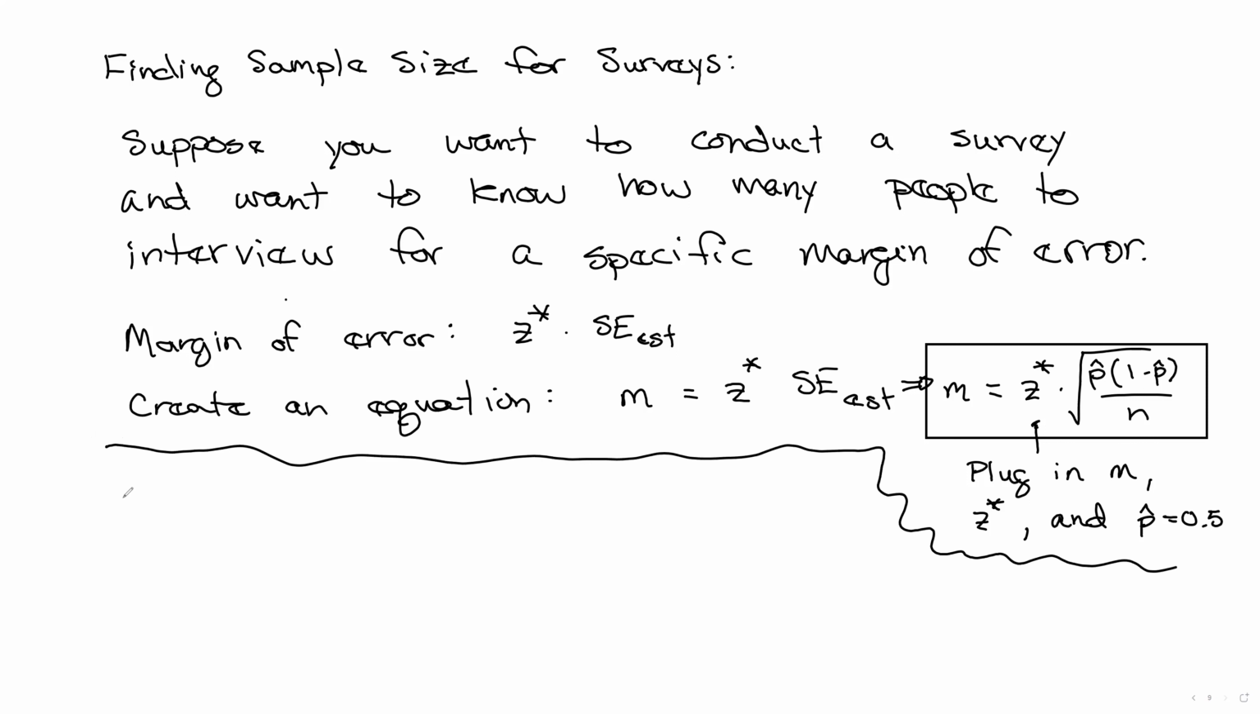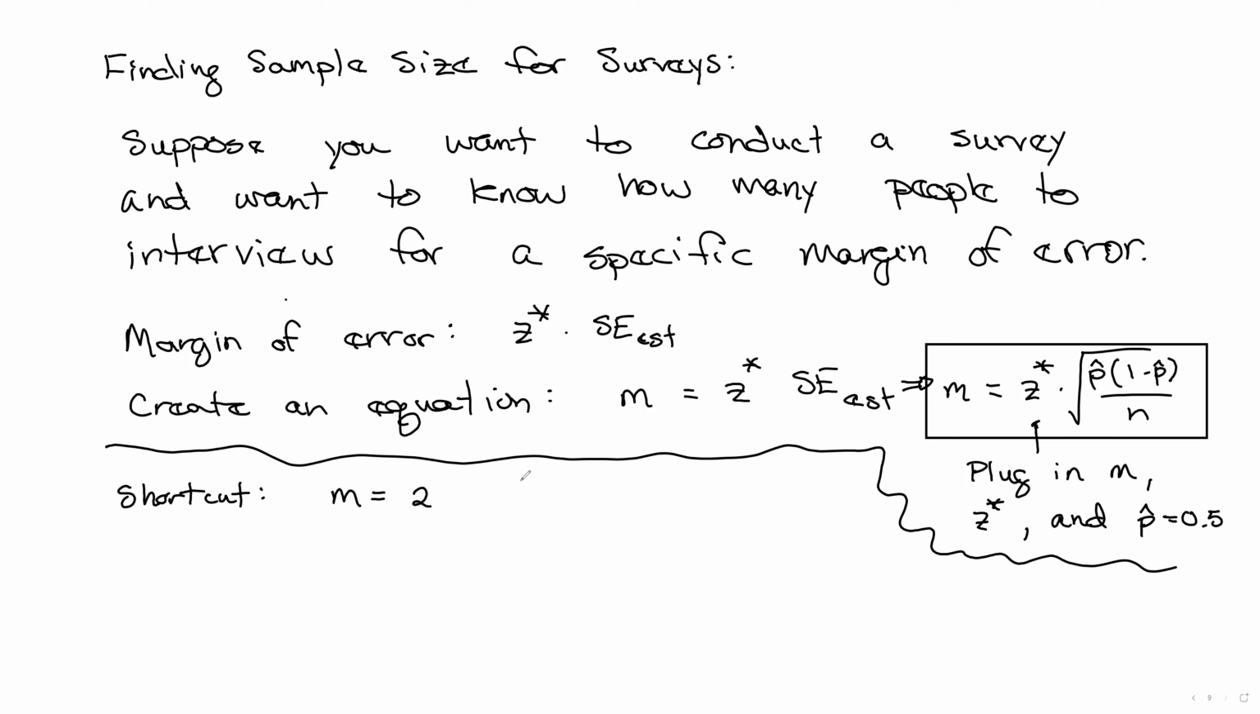What we're gonna do is create a shortcut. This is kind of a cool little shortcut, right? So we're gonna leave M alone here. And then for Z star, we're gonna do 95%, the 95% confidence interval, but instead of using 1.96, we're going to use 2. And if you're like, wait, man, you're going back and forth, make up your mind. 1.96 is very close to 2. And we are going to go back and forth depending upon the situation.